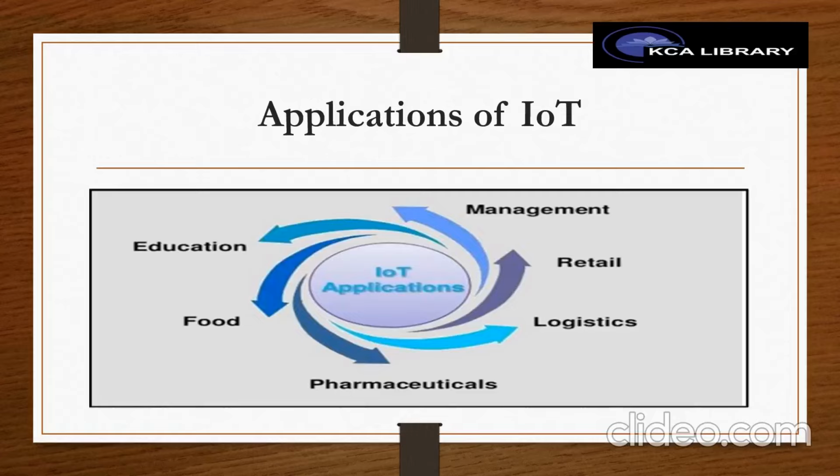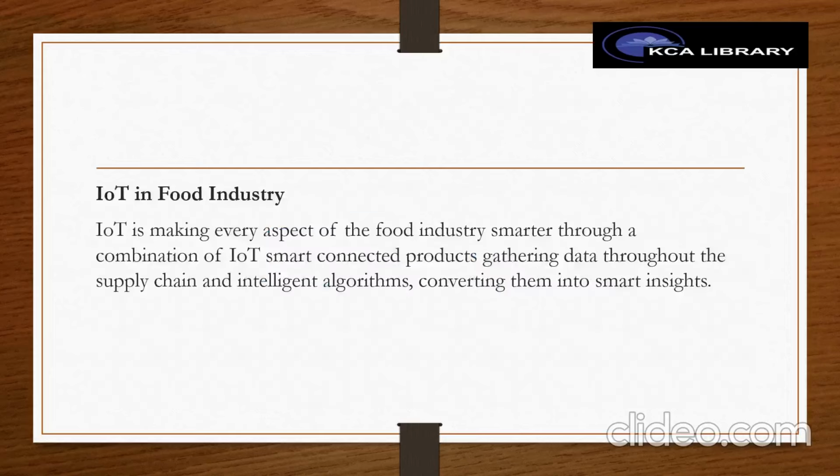Let us look at the applications of Internet of Things. So nowadays, Internet of Things is applied in every kind of setting. Starting from education, food production, pharmaceuticals, management, retail, logistics. So we are going to look at each of these and how Internet of Things is being applied in these areas. So we have Internet of Things in food industry. So IoT is making every aspect of the food industry smarter through a combination of Internet of Things smart connected products, gathering data through the supply chain and intelligent algorithms, converting them into smart.